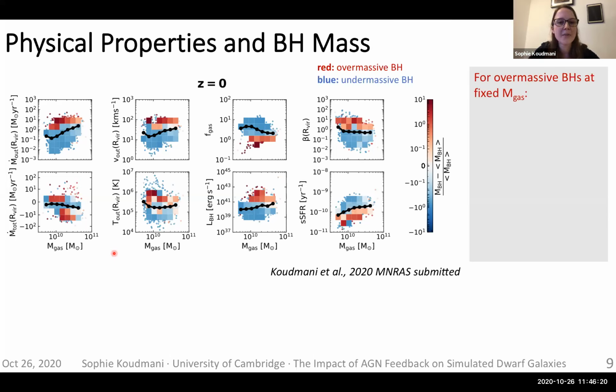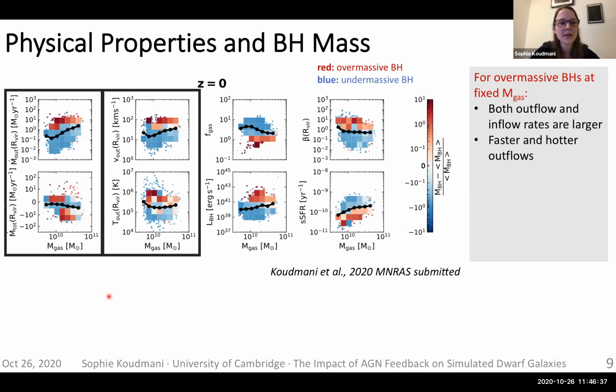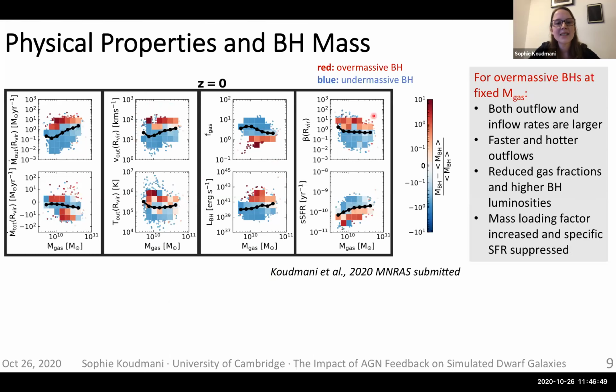So we find that for overmassive black holes at fixed gas mass, both the outflow and the inflow rates are larger, so that for the total mass flow rate, you then get this bimodal distribution because the overmassive black holes are both associated with extreme outflow rates and extreme inflow rates. Furthermore, for overmassive black holes, we get faster and hotter outflows. We get reduced gas fractions and higher black hole luminosities. And we also get that the mass loading factor is increased, whilst the specific star formation rate is suppressed.